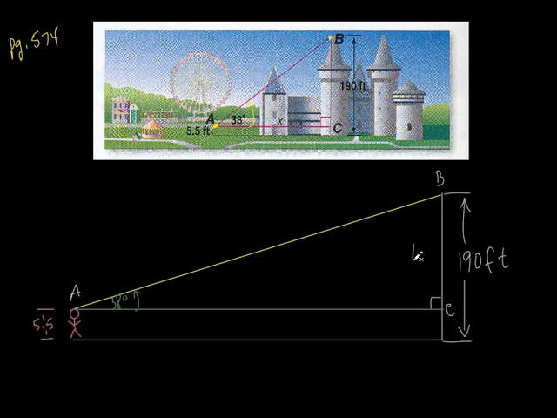184.5, I believe. So that's 184.5 feet. That's from the top, from B to C, is what we're using here. So we're looking at this right triangle. And what are we trying to do? We're trying to find AC. We're trying to find out what AC is equal to.